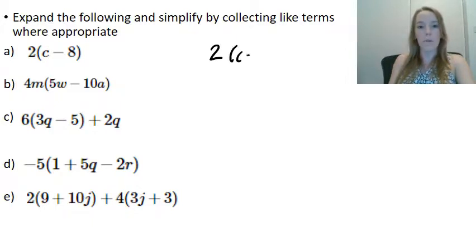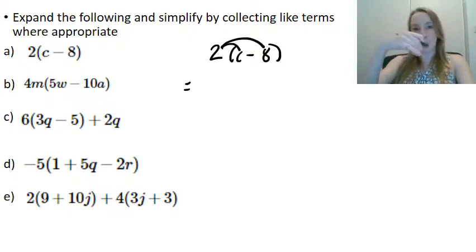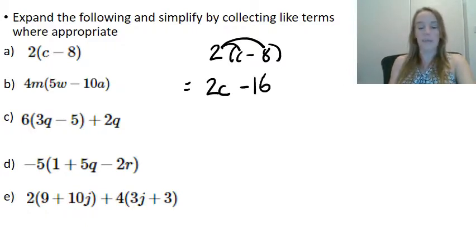So we've got 2 bracket C take 8. So we're going to do the claw. We're going to apply the 2 to everything inside the bracket, so we've got a little claw going on there. So 2 times C is just 2C, take 2 times 8 is 16. And that would be our answer there for A.